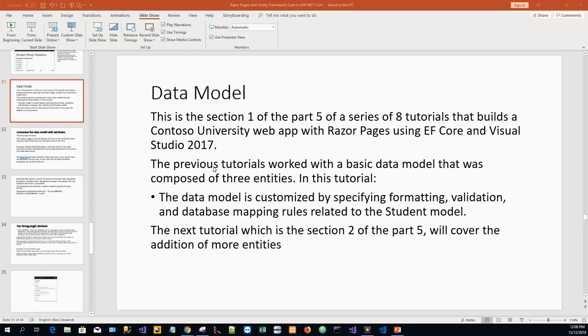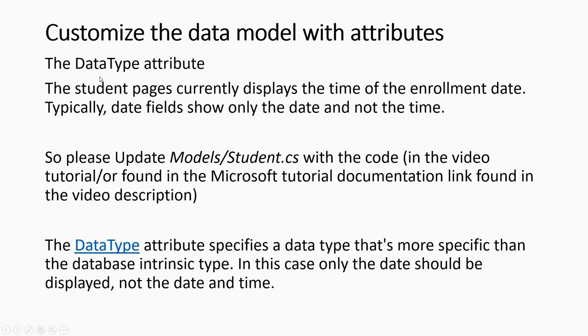The previous tutorials have worked with a basic data model that was composed of 3 entities. We are obviously going to use Visual Studio 2017 as we have been using in the past 4 videos, and we are going to cover the data model, which is being customized by specifying the formatting, validation and database mapping rules related to the student model. The next tutorial, which will be the final, section 2 of part 5, will cover the addition of more entities.